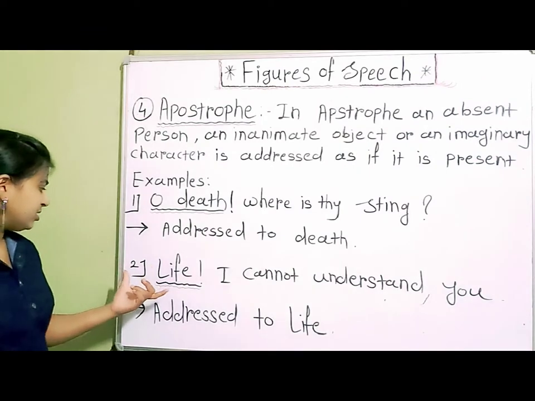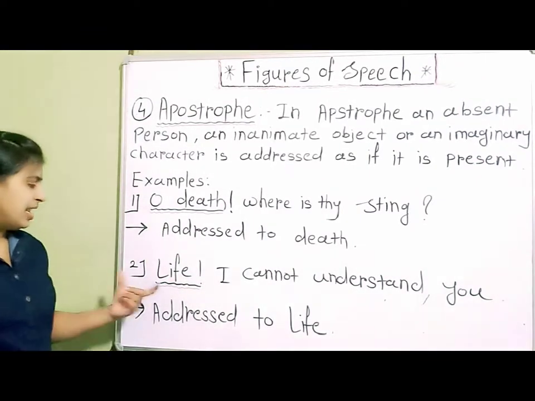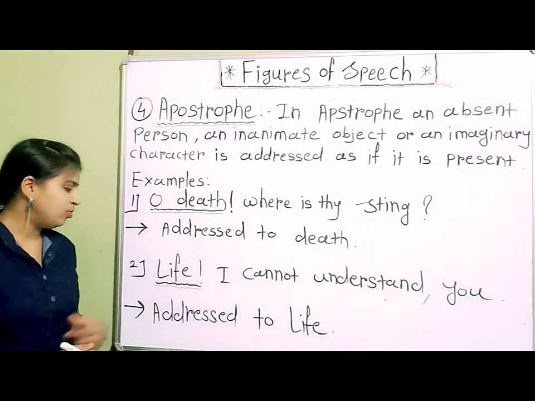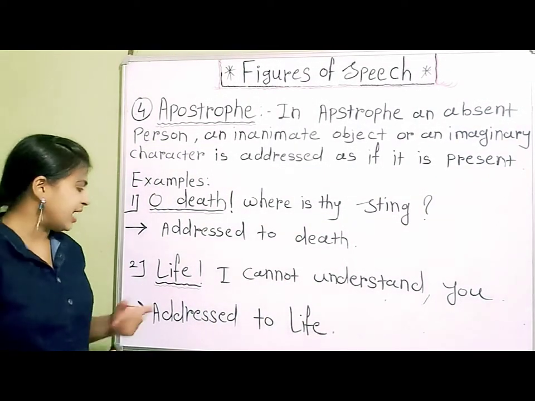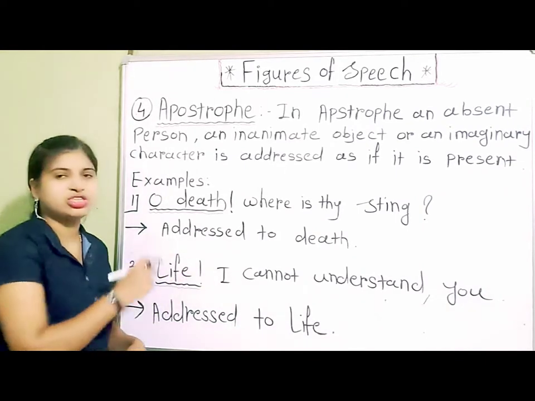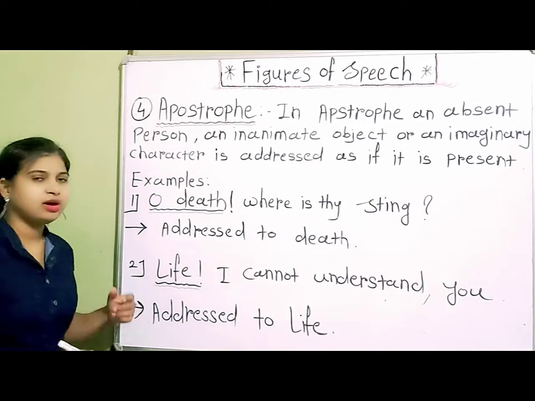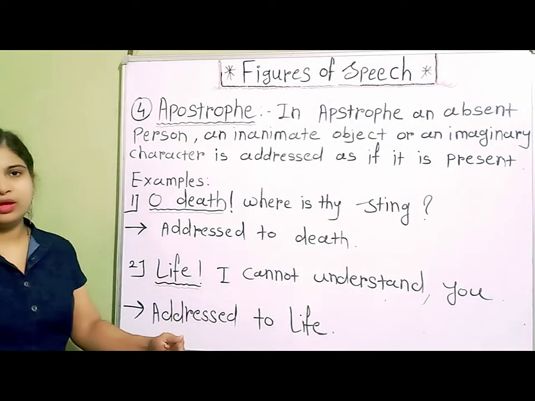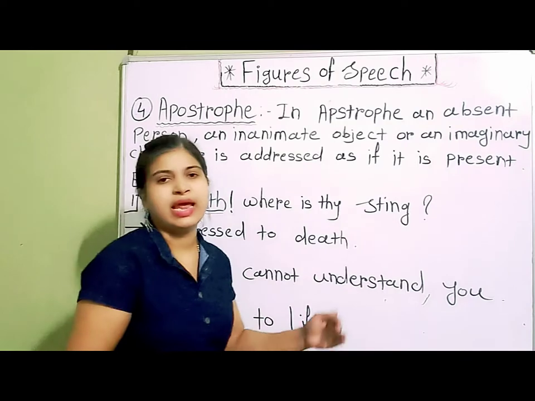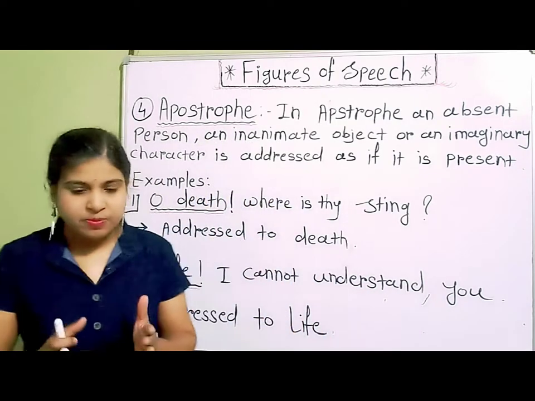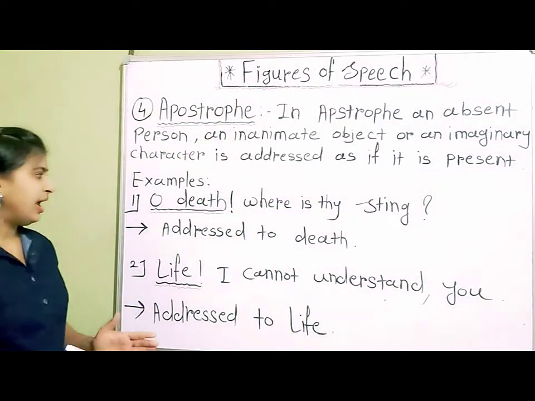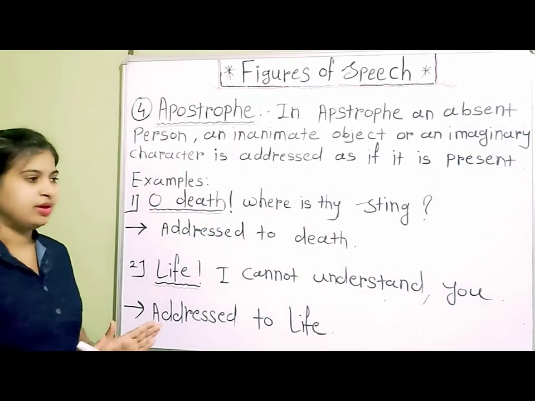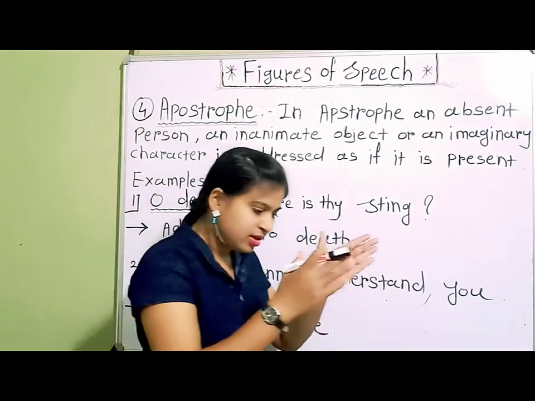Now let's look into the next example. O life, I cannot understand you. Here also you must notice one thing, and that is, after life there is an exclamation mark. It means here we are talking with life, and life is capable of understanding us. It means life is present here, and in the first example also, death is present here as if it is a living object.